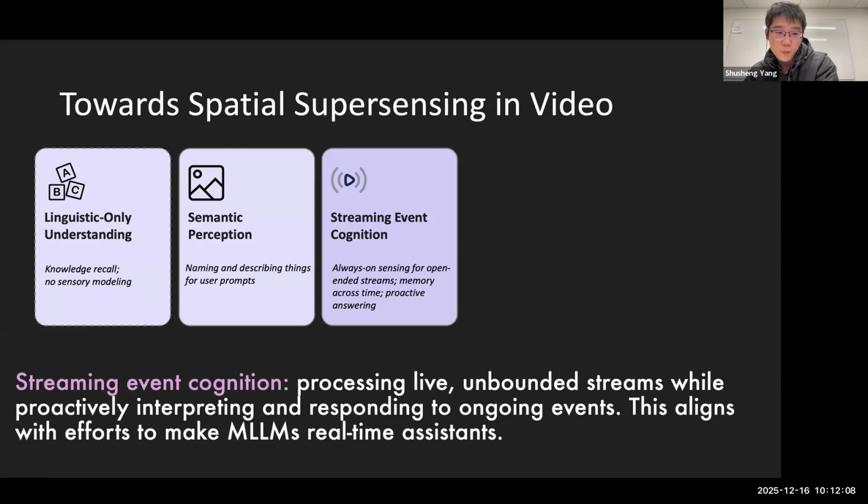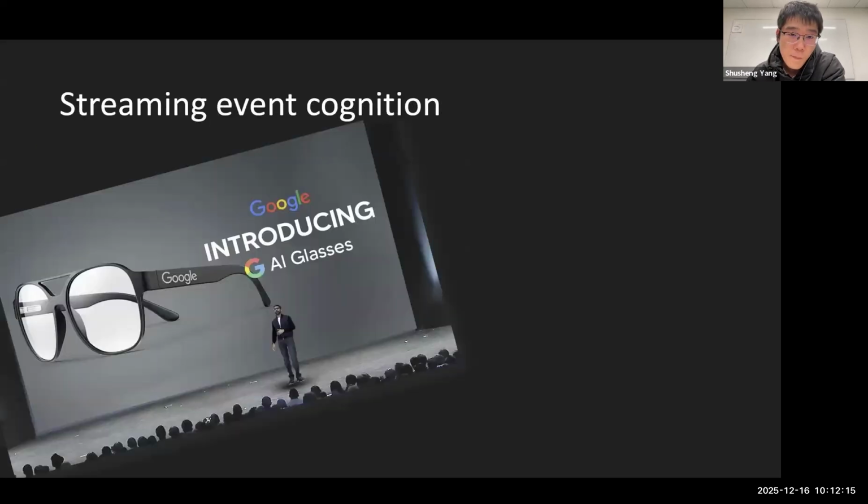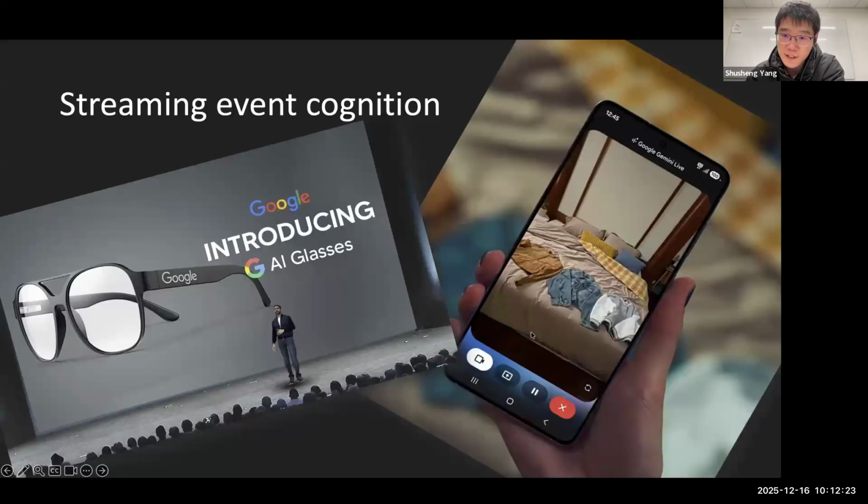And this aligns with the efforts to make multimodal large language models real-time assistants. One example of streaming event cognition is the AI glass. For example, this is Google's AI glass, and this is Google's Gemini Live. They are all real-time understanding models.